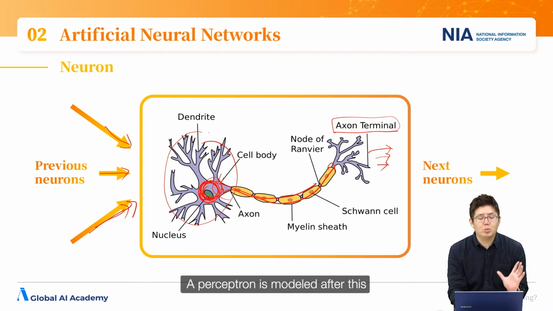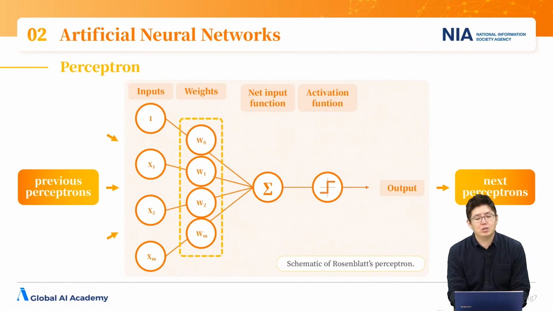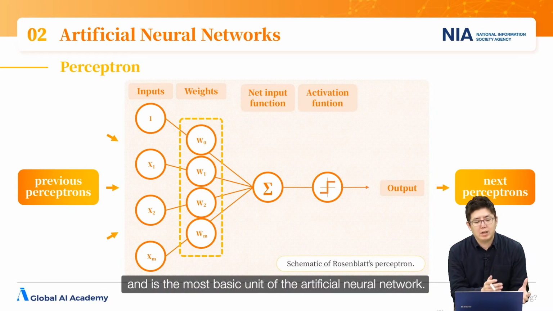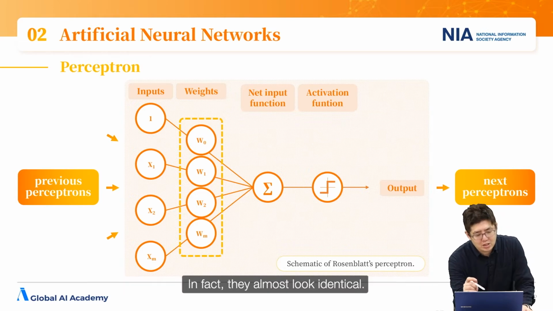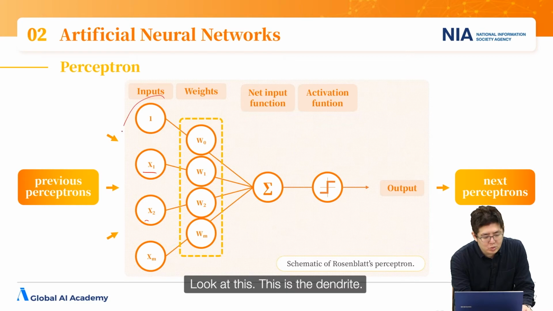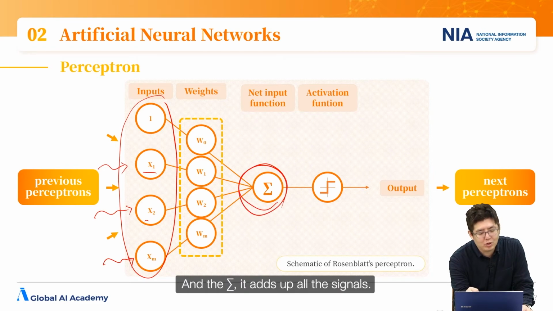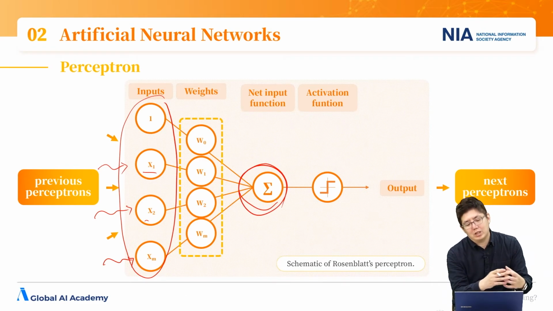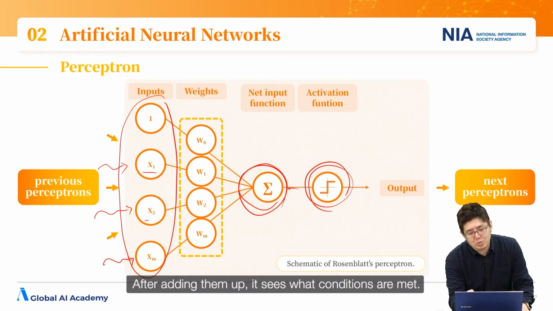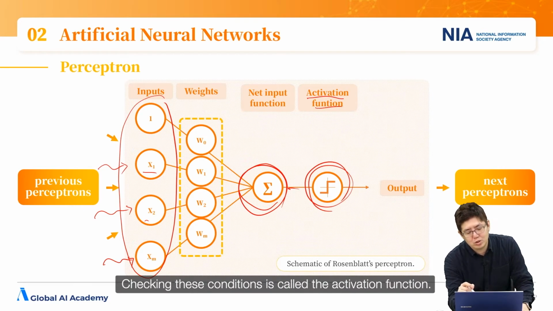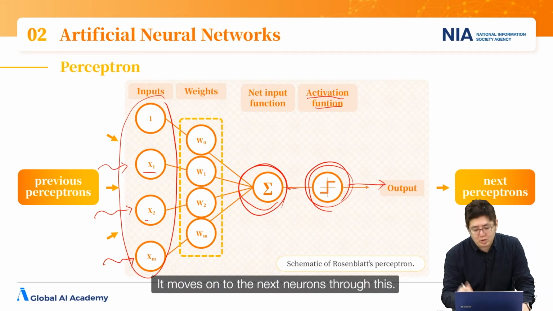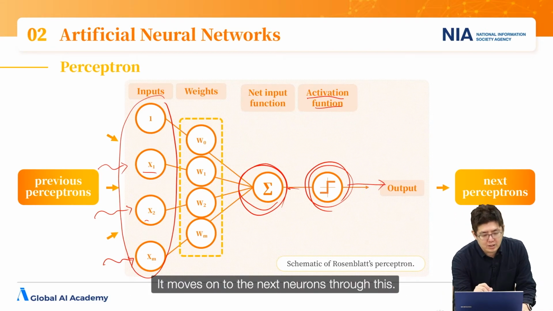A perceptron is modeled after this, and is the most basic unit of the artificial neural network. In fact, they almost look identical. Look at this. This is the dendrite. It receives signals from other perceptrons, and the sigma adds up all the signals. After adding them up, it sees what conditions are met. Checking these conditions is called the activation function. It moves on to the next neurons through this.